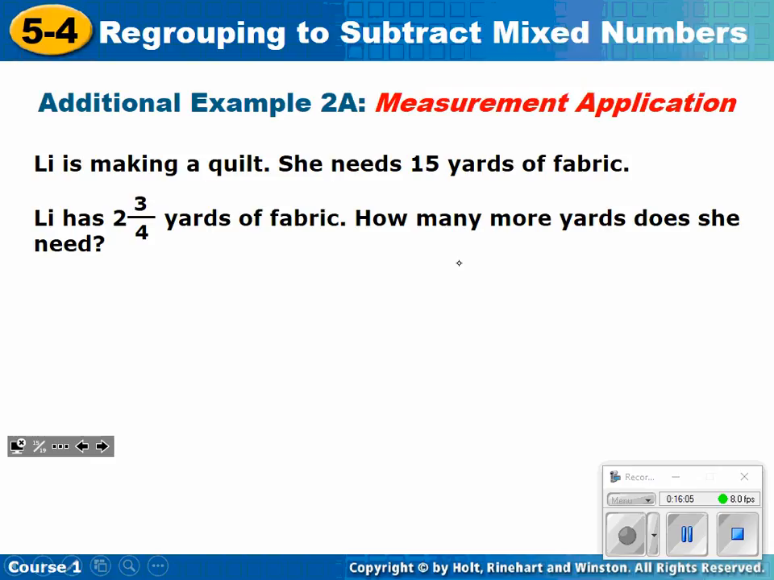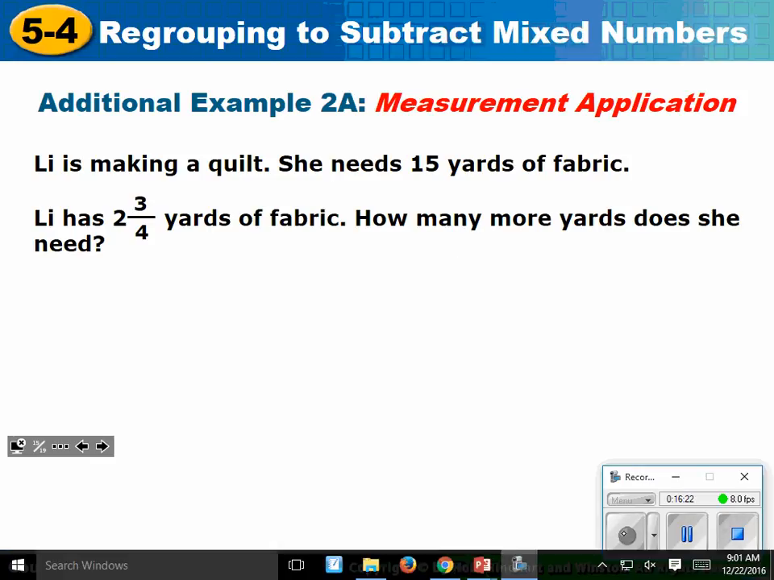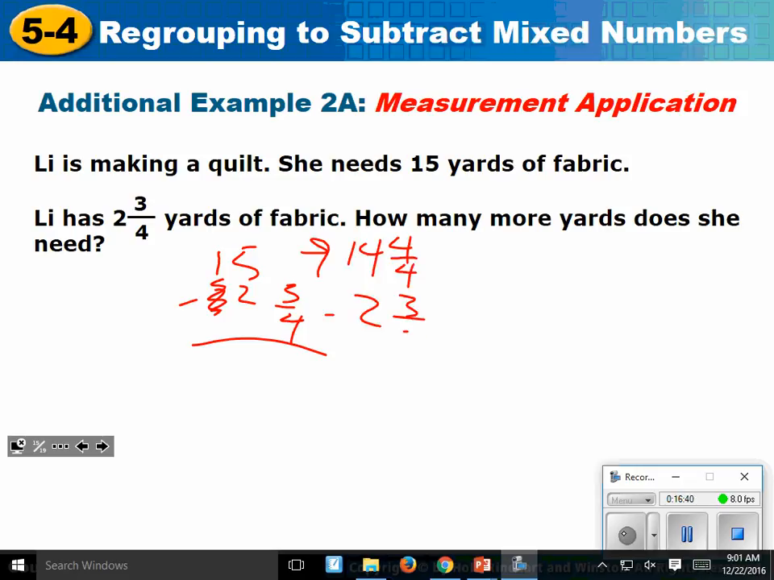Lee is making a quilt. She needs 15 yards of fabric. She has 2 3/4 yards of fabric. How many more yards does she need? Solve it. 15 minus 2 3/4. That 2 shouldn't be there. It should be here. Change this 15 to a 14 4/4 minus 2 3/4.